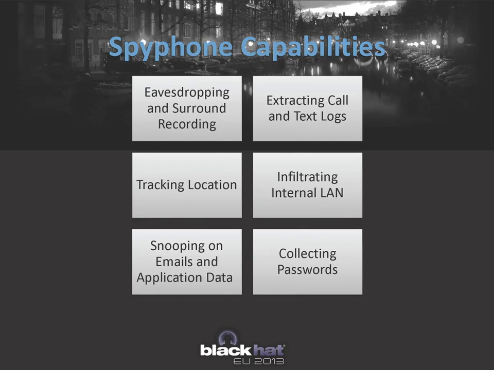Now, the spy phone capabilities usually available on the market right now are pretty generic considering what you can do. It's eavesdropping on calls, doing surround recordings, so for example, if a person is in a meeting, being able to track location, snooping on corporate emails or personal emails and application data, and also extracting confidential information, like, for example, passwords in certain applications, and sometimes even being able to access the private LANs of certain corporations through VPNs configured on the device.